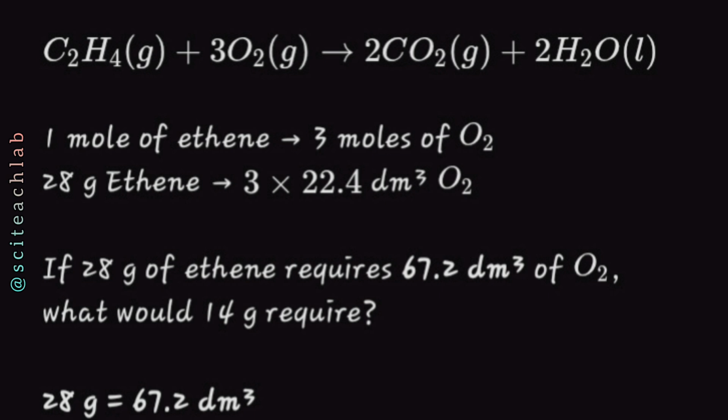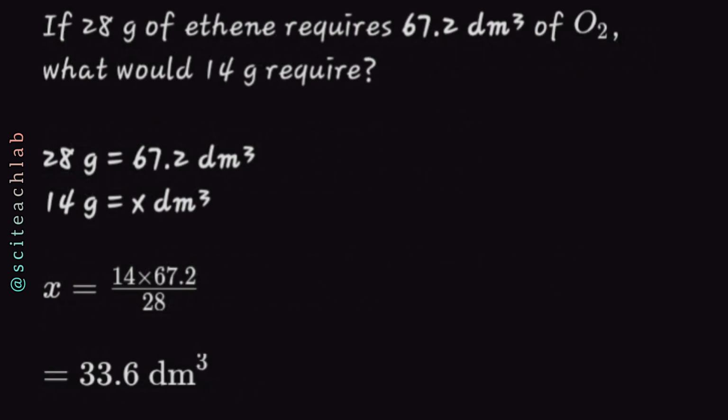So we are comparing now. We are saying if 28 grams of ethene was required to combine with 67.2 dm cube of oxygen, then 14 grams you'll require what? And then we put that mathematically and say 28 grams of ethene equal to 67.2 dm cube, then 14 grams will be equal to x. We make x subject and solve.